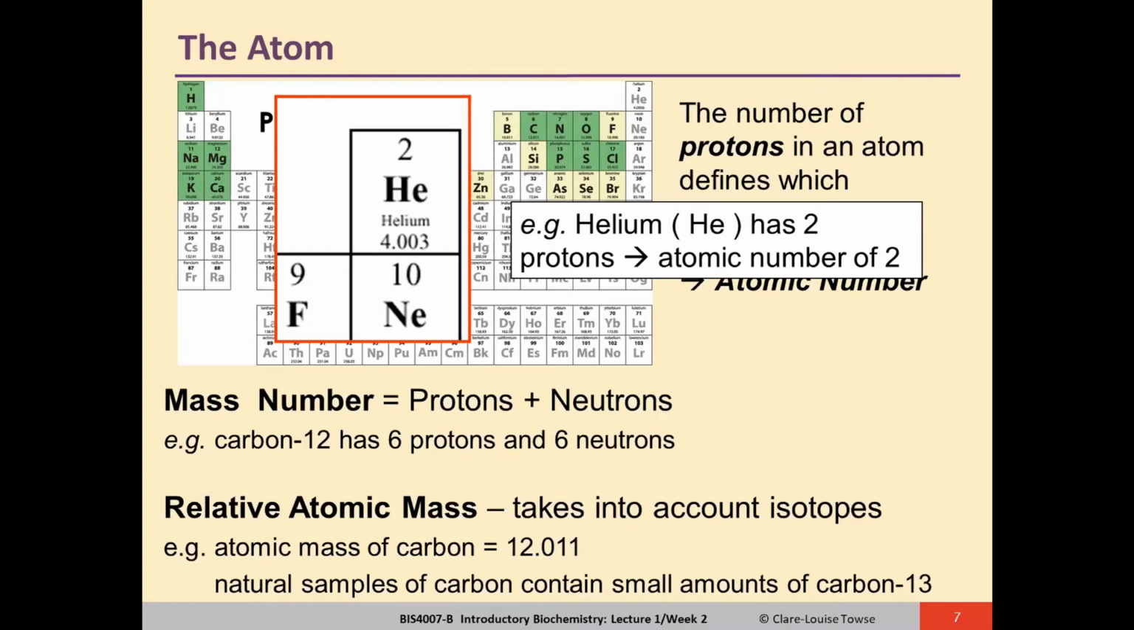Okay, mass number is just proton number plus neutron number. I think these are very basic, but please, if you have any questions, don't be shy.